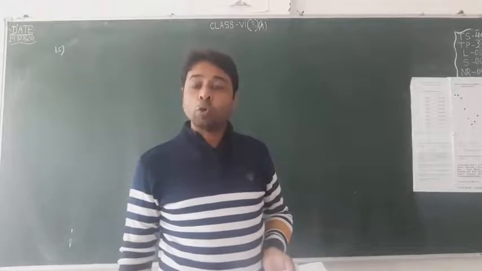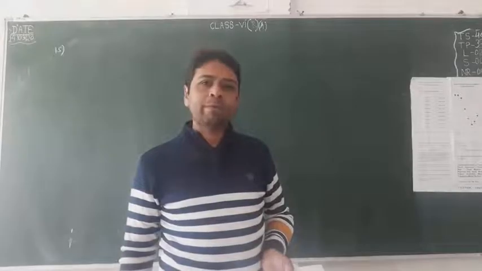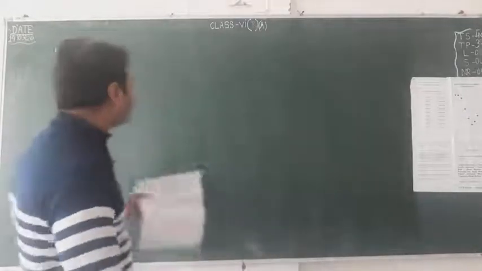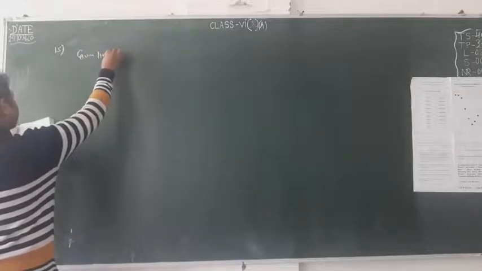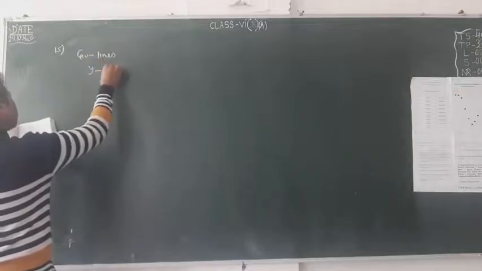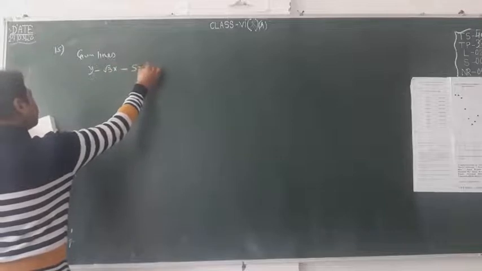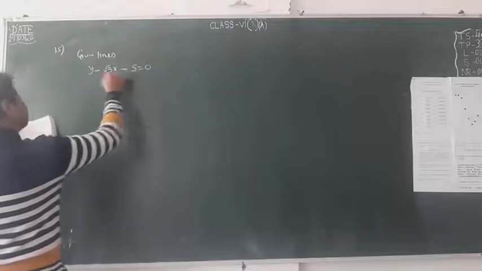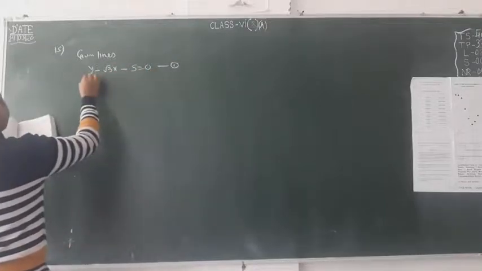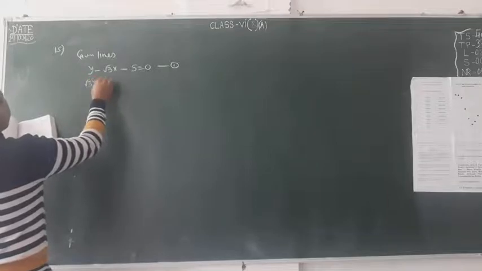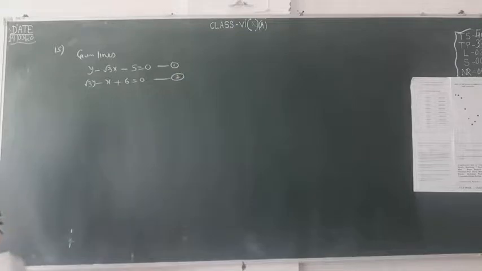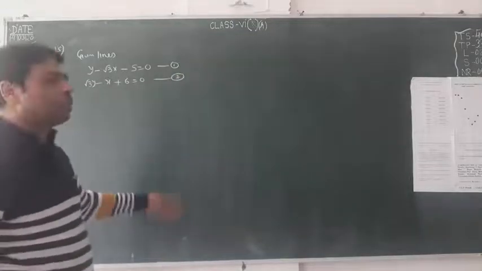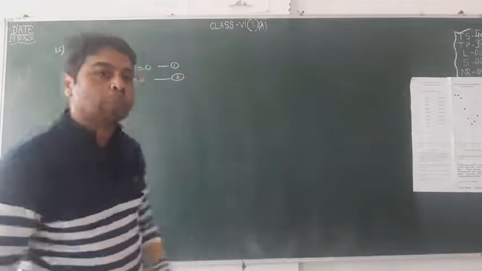Meaning we need the slopes of both lines. So okay, we will find the slope of the line. You know how we can find it. Look at the given lines: y minus root 3x minus 5, first line, and root 3y minus x plus 6 is equal to 0, second line. So we want to find the angle between these two lines. So I will first find their slopes.